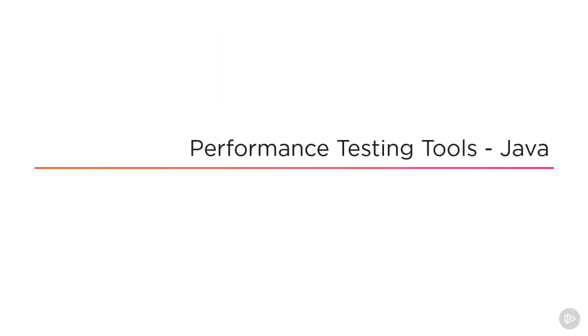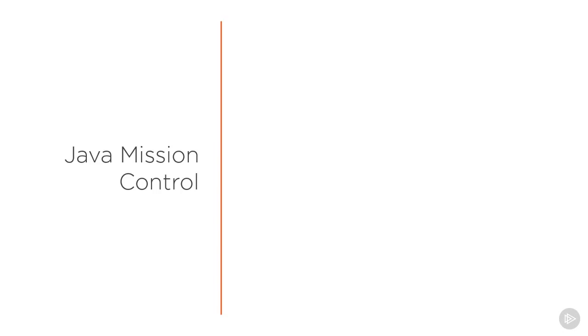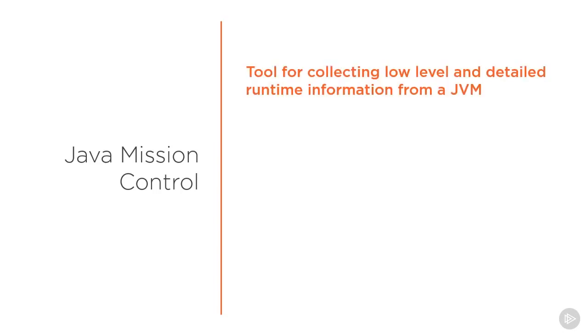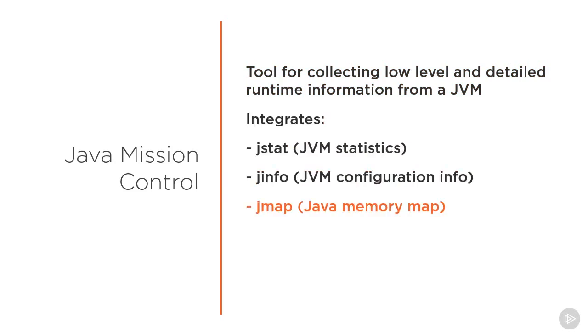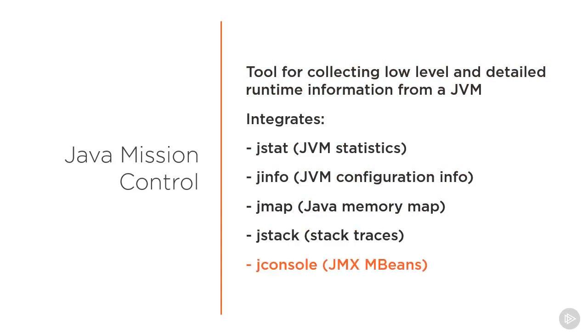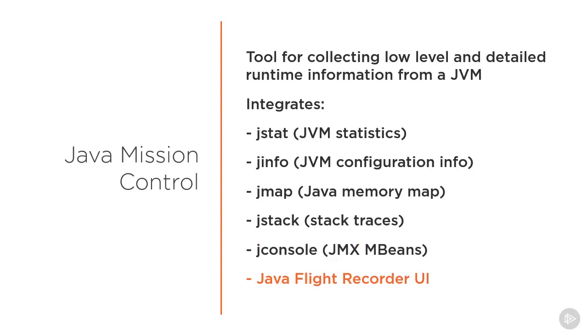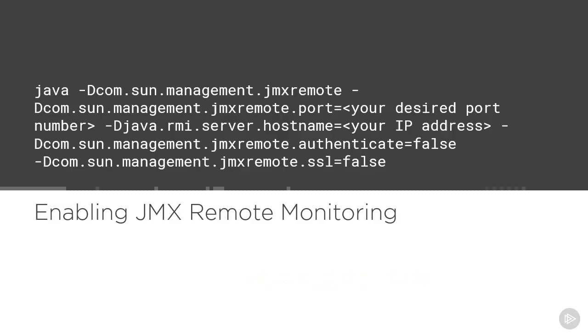The first tool every Java performance tester should have in their arsenal is Java Mission Control, JMC. Java Mission Control is a tool for collecting low-level and detailed runtime information from a JVM. It integrates information available in all the older standalone apps like JStat, JInfo, JMap, JStack, and JConsole. Of course, there are a few pieces of functionality still found in the standalone apps that JMC doesn't have, but for the most part, JMC is a Swiss Army knife. In addition, JMC contains a graphical user interface for Java Flight Recorder, a profiler that we'll look at in the next module. JMC can connect to both local and remote JVM processes.